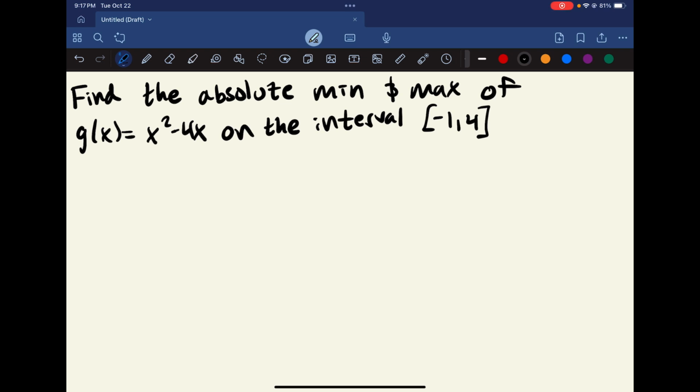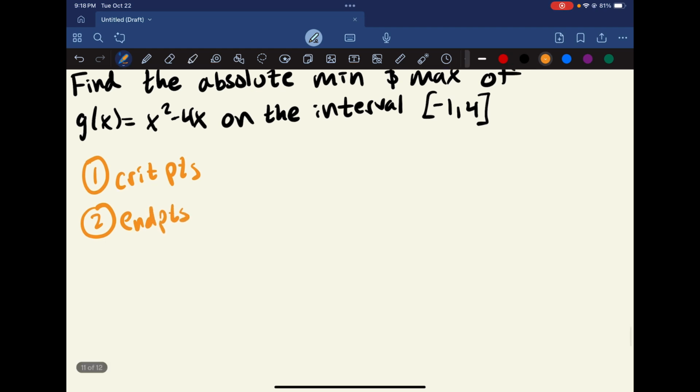So Fermat's theorem just says that the only places that local mins and maxes occur are at critical points, and critical points are just when the derivative is 0 or when the derivative does not exist. So that's going to be relevant information for us here. The extreme value theorem says that on each closed interval, you have an absolute min and an absolute max. So basically, when you see this kind of question, you need to be thinking about two things: your critical points, and your endpoints.